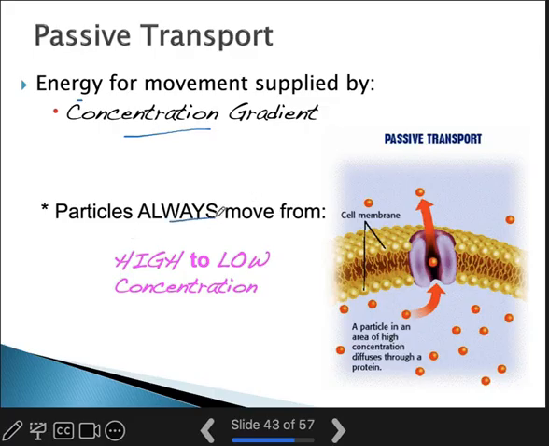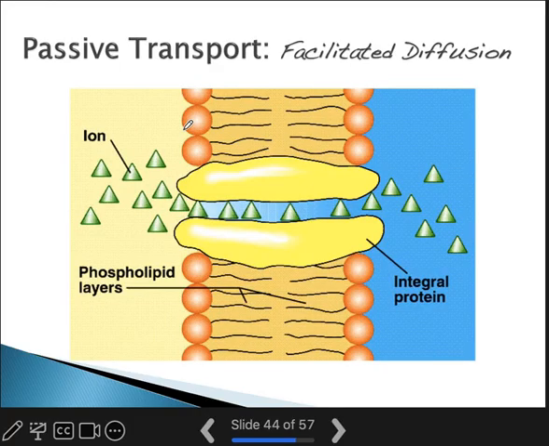So all particles will always move from a high to low concentration, and if they're small enough and they're uncharged, they can literally move through the membrane. If there's a concentration gradient but a protein channel, they can also move through the membrane through the channel based on that concentration gradient. So in passive transport, the energy from movement of particles is coming from the concentration gradient. Okay, so here's a nice example of facilitated diffusion. How do I know it's facilitated? I can see the protein. And if it's diffusion, I'm going to know that's diffusion because I'm going to see a concentration gradient and movement from a high to a low concentration.